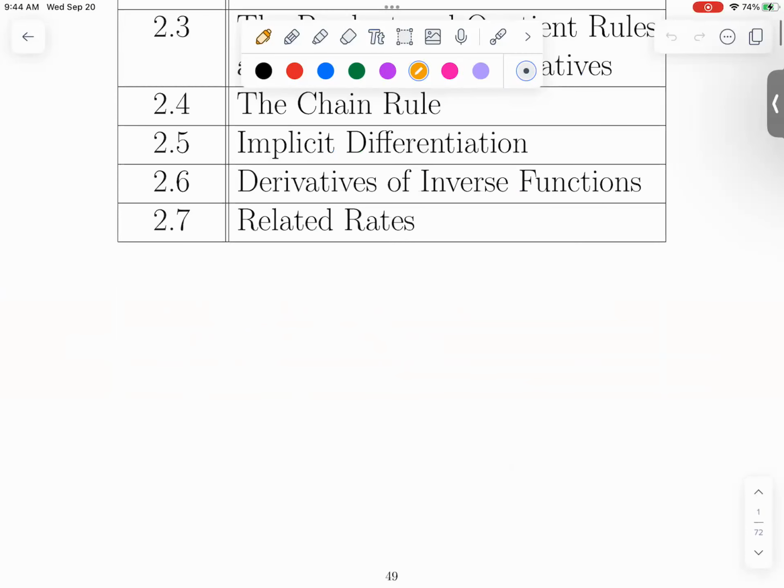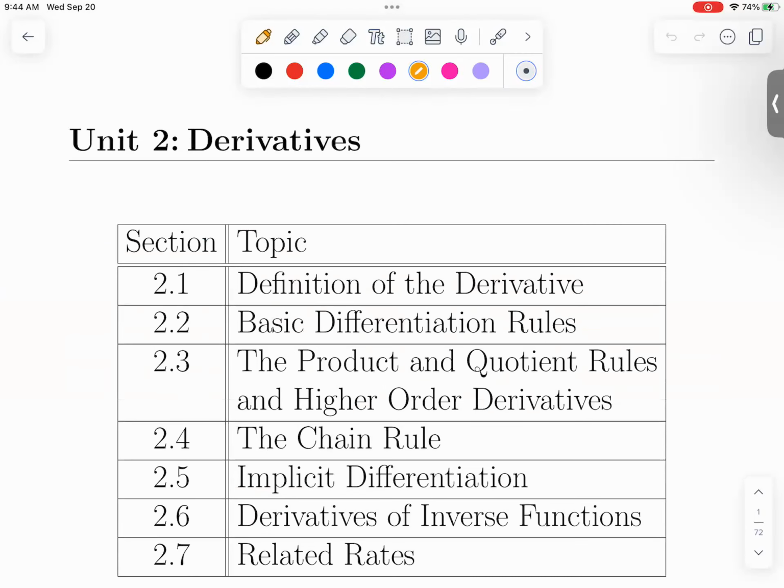But without further ado, we will now go to the guided lecture notes for section 2, which is on the derivatives. Derivatives, very fun. Very, very fun. So we'll start with what the derivative is. Then we'll talk about all the fun rules that it has. And then at the very end of our section, we will learn about related rates, which is a very, very fun application problem.